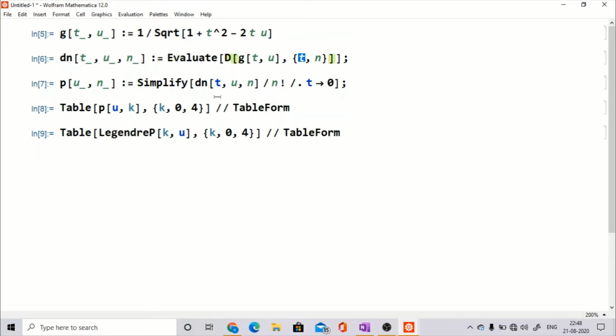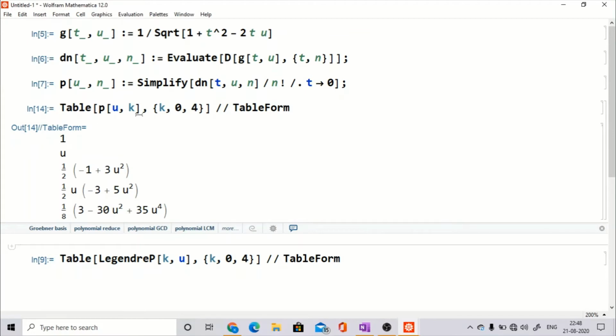Then what is the last thing? In the last step I have to divide this entire derivative by n factorial and replace my variable t with 0. Once I have done this, p is my function which depends on u and n. Once I give the values of u and n, the value of the Legendre polynomial is evaluated. So let me evaluate this table.